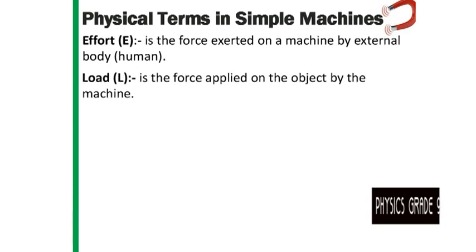Load, given the symbol L. Well, this is the force applied on the object by the machine. So, if you think about it in terms of what exactly is happening, you would apply an effort, which is the force exerted on the machine by an external body, which could be you, and then that machine applies a force on the object, and that would be the load, and that is given the symbol L.